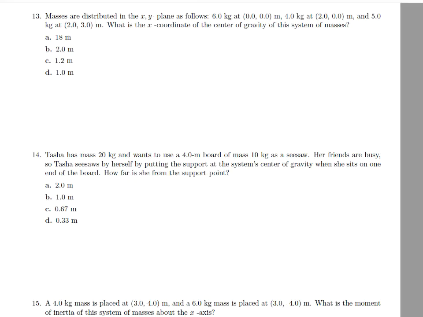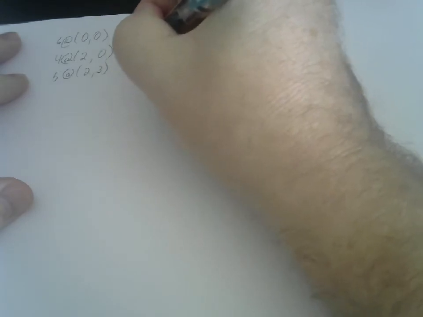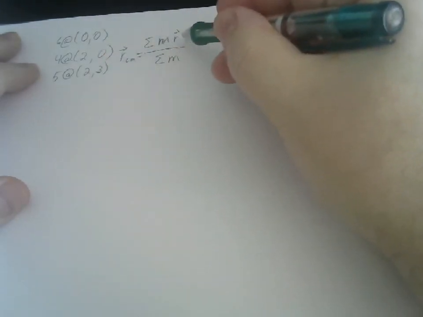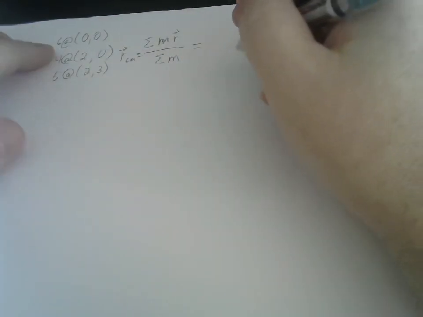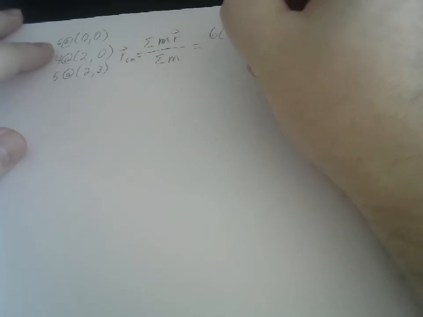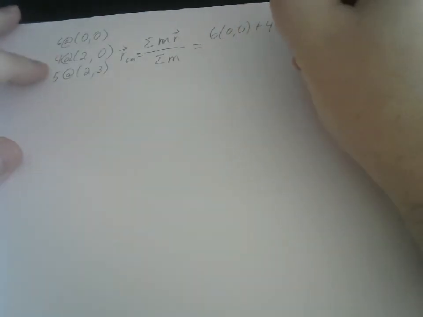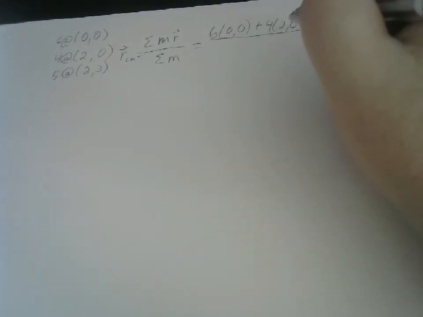Problem 13. Masses are distributed in the xy plane as follows. We've got 6 kilograms at 0, 0, 4 kilograms at 2, 0, and 5 kilograms at 2, 3. The equation for center of mass is basically the sum of masses times the position divided by the sum of the masses. So I'm going to write that as 6 times 0, 0 plus 4 times 2, 0 plus 5 times 2, 3, all divided by 6 plus 4 plus 5, which is 15.